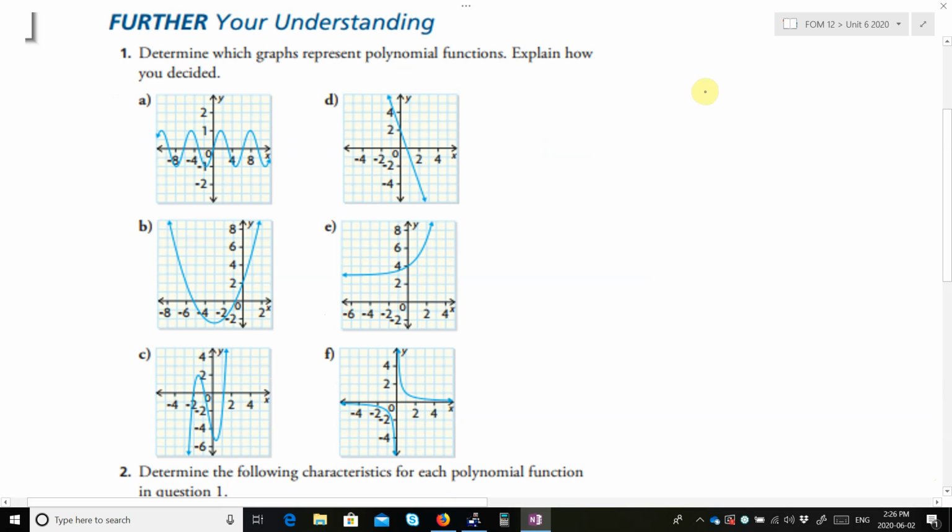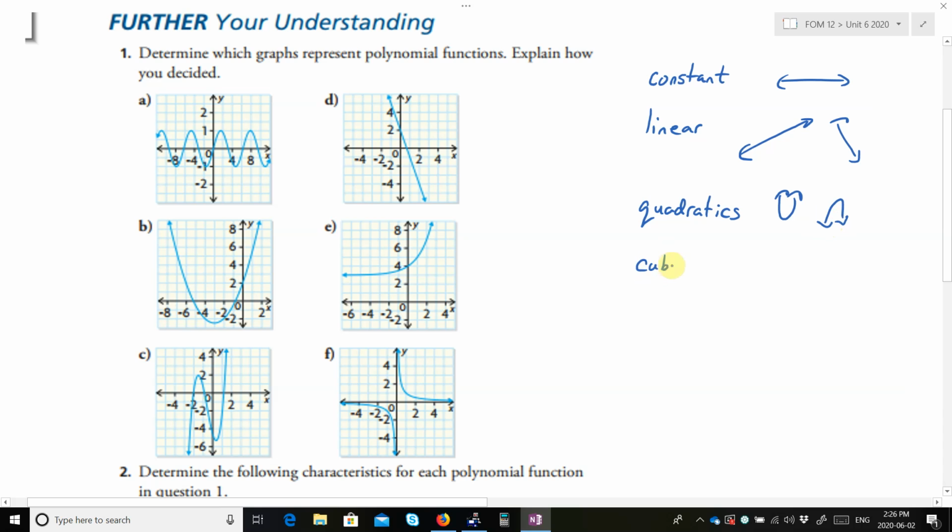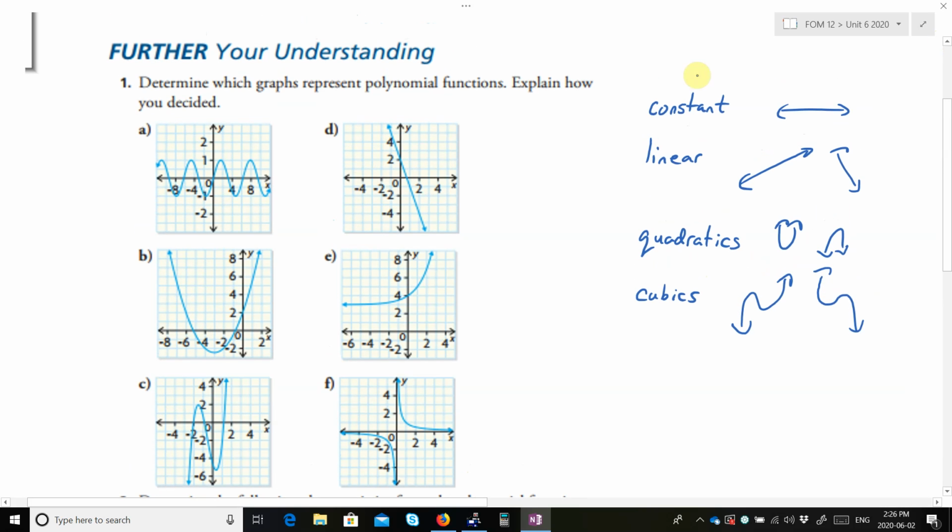Explain how you decided. Okay, so with polynomial functions, we looked at in the notes something called a constant function, which was a horizontal straight line. There are linear functions, sloped positively and negatively. We have quadratics, which is an up-facing parabola or down, and we also looked at cubic functions, which look like this or like this. And all of these functions are underneath this umbrella called polynomial functions.